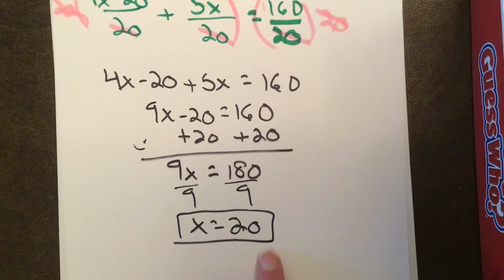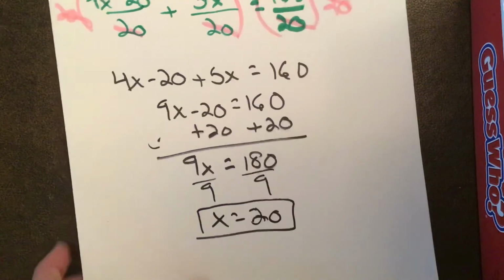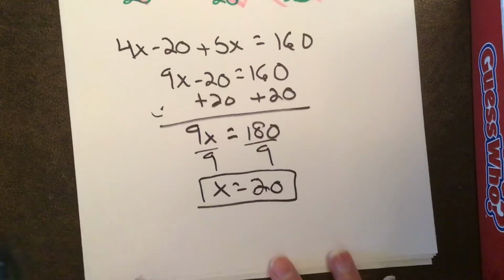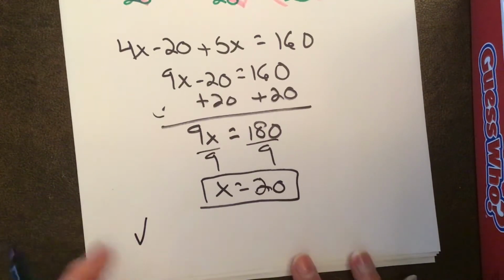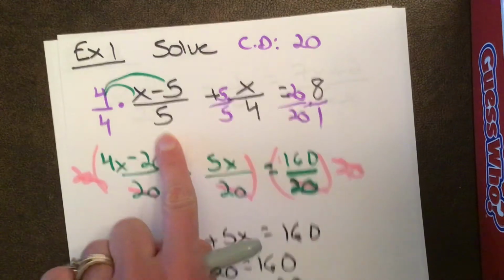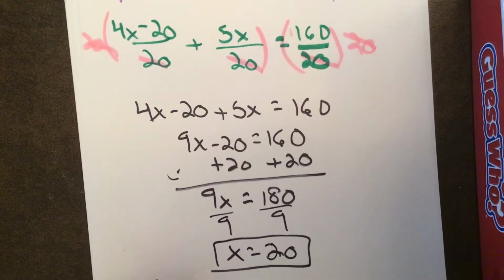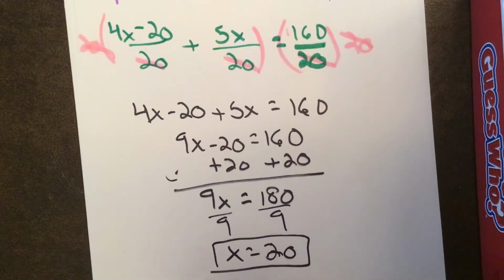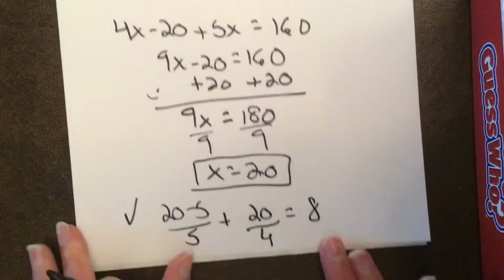And if I wanted to, I could simply check my answer by plugging 20 back in. So just showing you the check step. I won't show this on every problem, but for the check step, I'm just going to plug 20 in for x. So that would turn into 20 minus 5 over 5 plus 20 over 4. And I want to check to see if that equals 8.